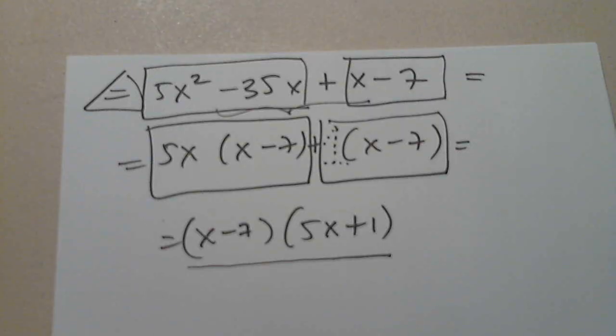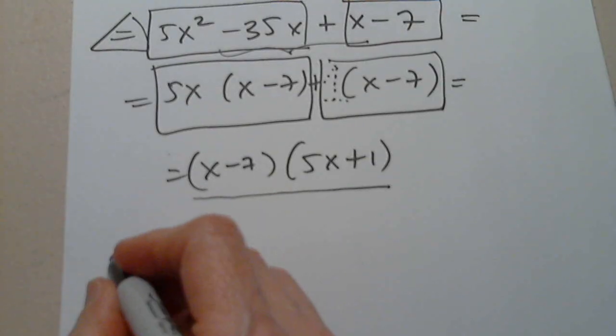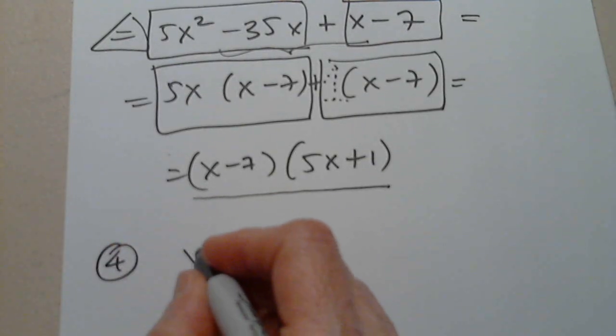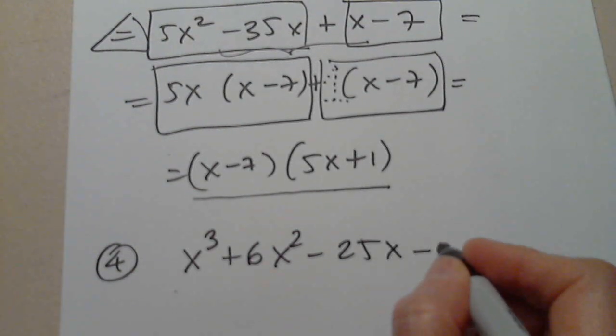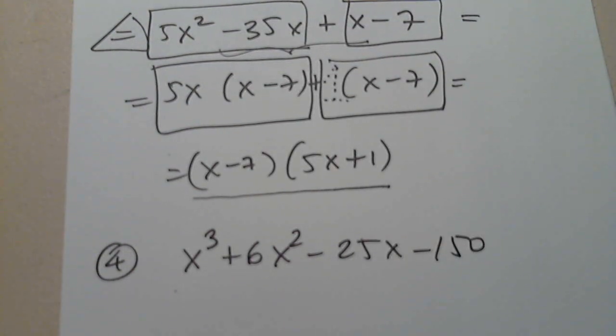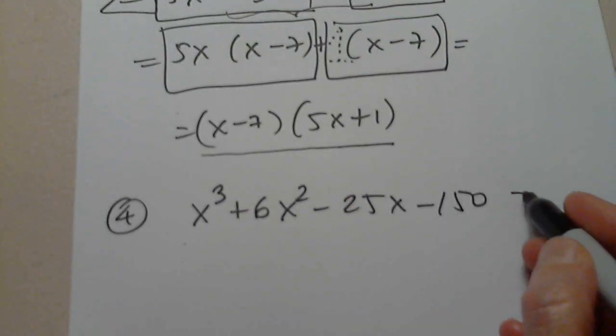Stop me if you have questions, please. Okay, the next one. This is a very simple problem. Why? Because it has 4 terms. 4 terms, always easy. How come? Well, I just had 4 terms a minute ago. This is the same thing.